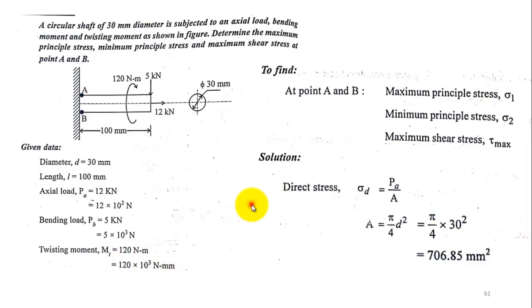If you see this problem, first after calculating the direct stress, we have to calculate bending stress. Three stresses we have to calculate: direct stress, bending stress, and also, due to this moment, you will be having some shear stress. Okay, torsion will cause shear stress, so we have to calculate these three stresses. First, calculation of direct stress. For that we use the formula of load by area.